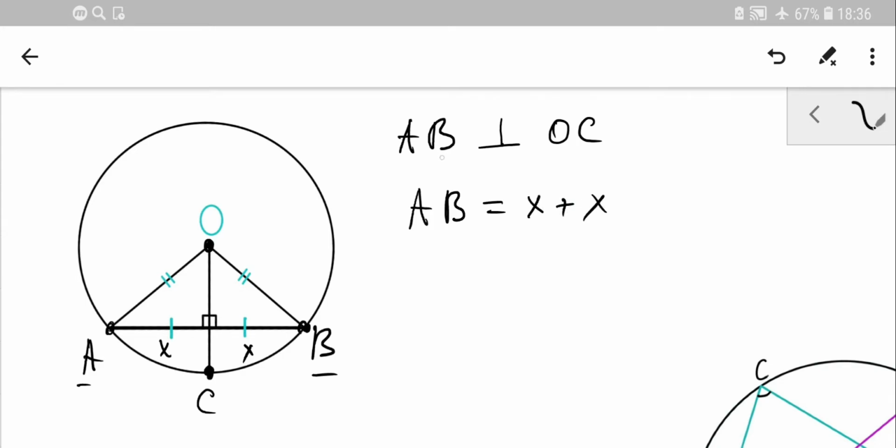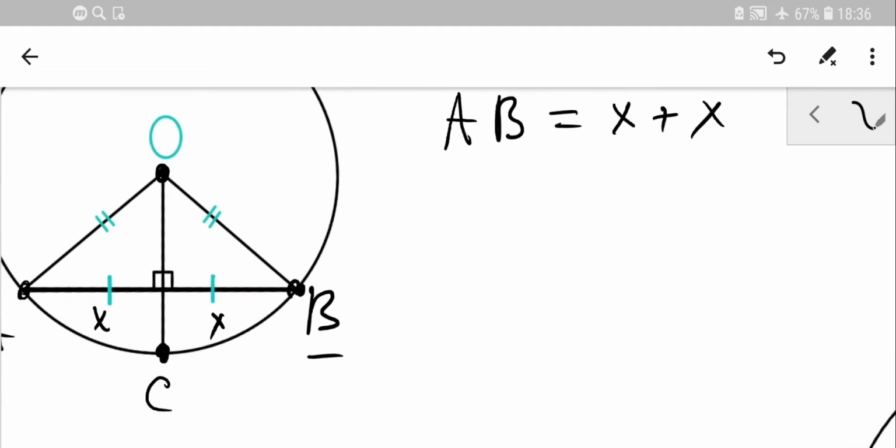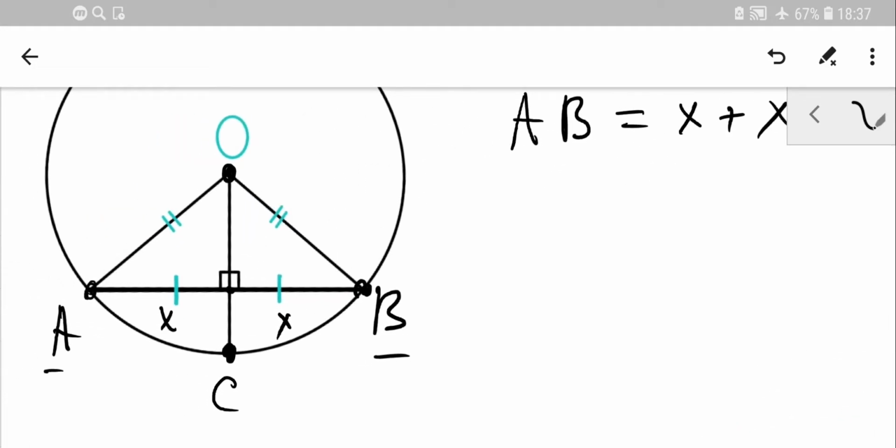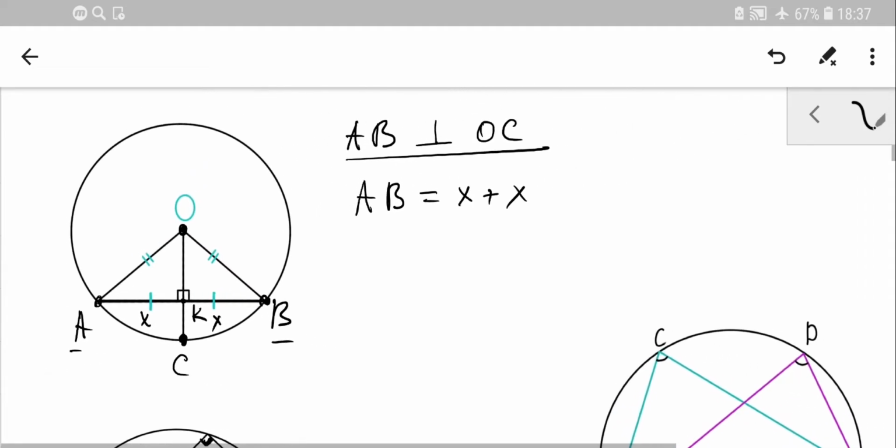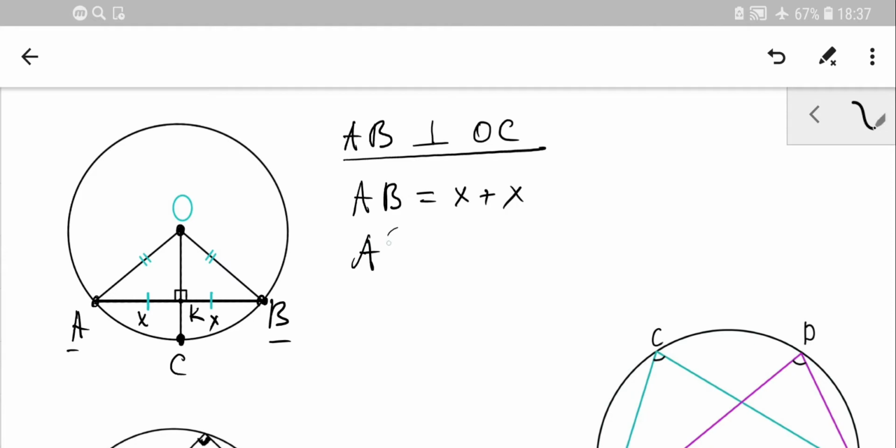So it means the perpendicular from the center of the circle bisects your chord into 2 equal parts if OC is perpendicular to AB. So that's why if we mark the point of intersection, say K, we'll have 2 following segments, AK and KB, that are equal. Okay, so how to prove that?